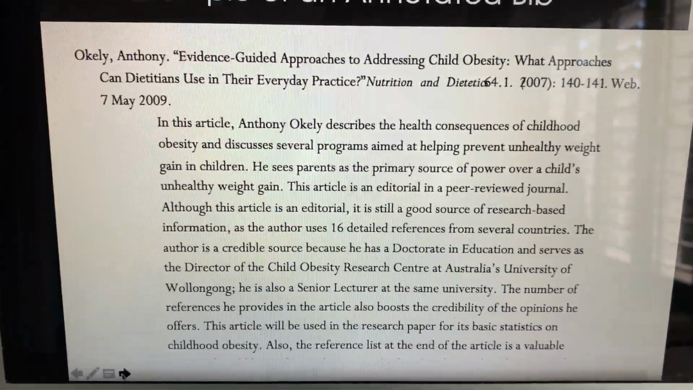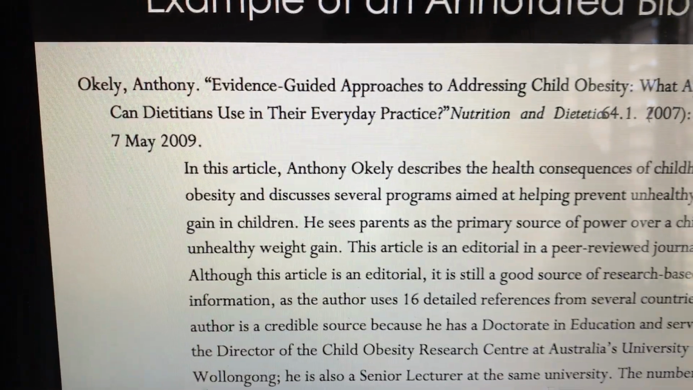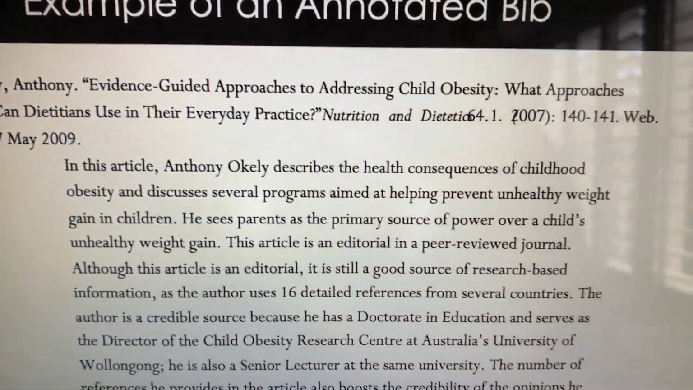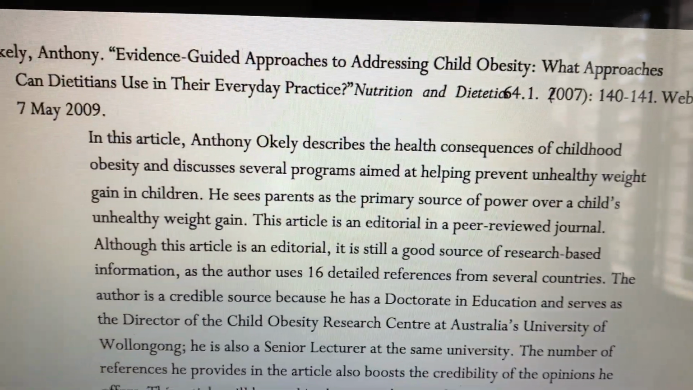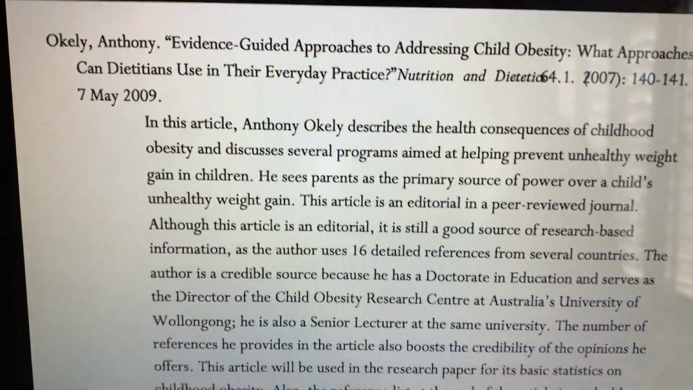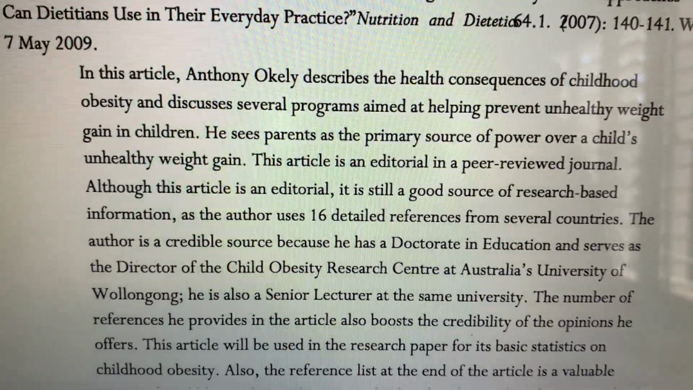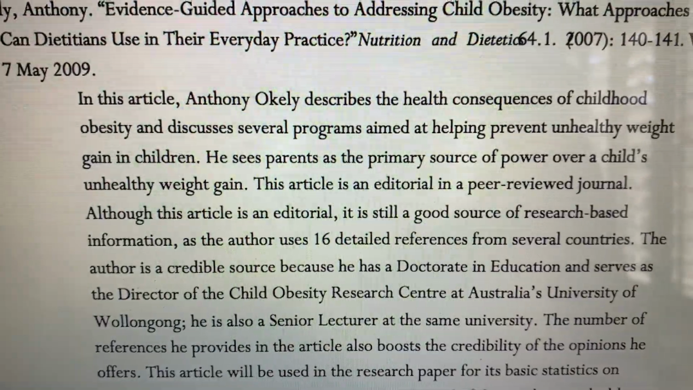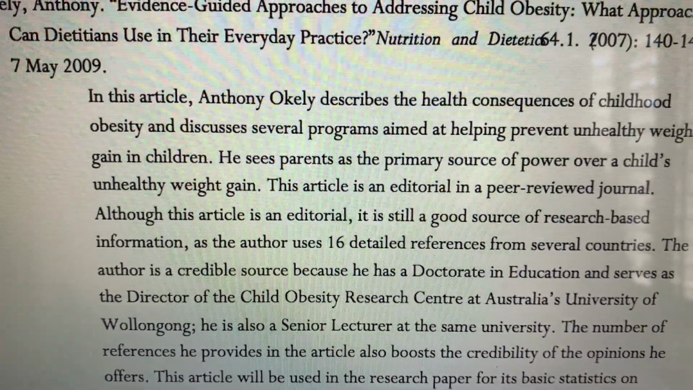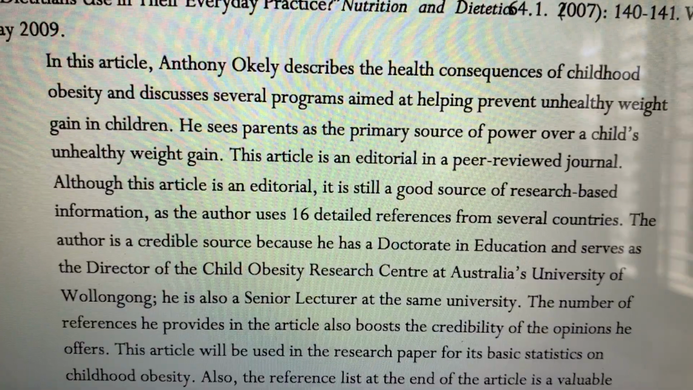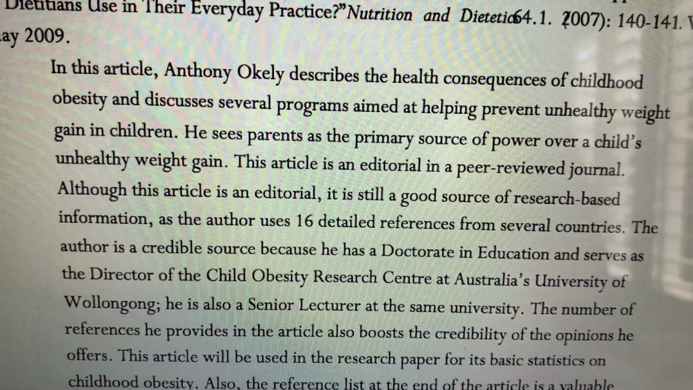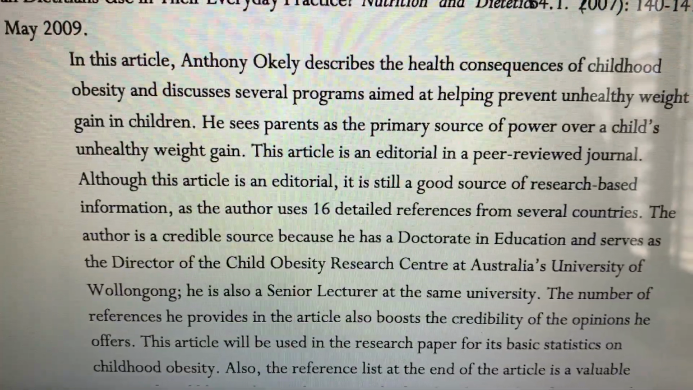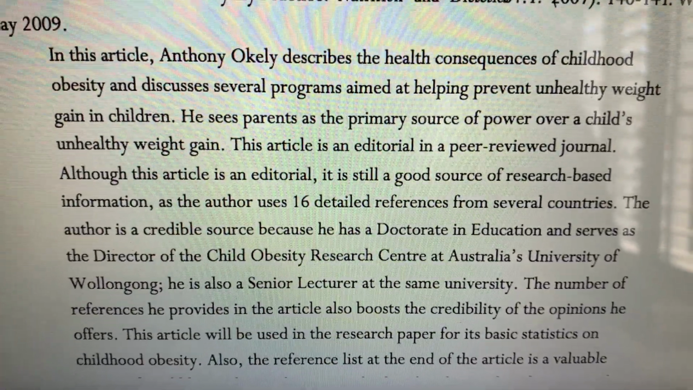So here's an example. It's a really nice example. I'm going to get a little closer. You can see this is an MLA example, and it's from a peer-reviewed article. Okay. So in this article, Anthony Oakley describes the health consequences of childhood obesity and several programs aimed at preventing unhealthy weight gain in children. Overview. He sees parents as the primary source of power over children's unhealthy weight gain. I could argue with that, but I'm not going to argue with that. I'm just going to say this is the argument statement, right? What does the author think?